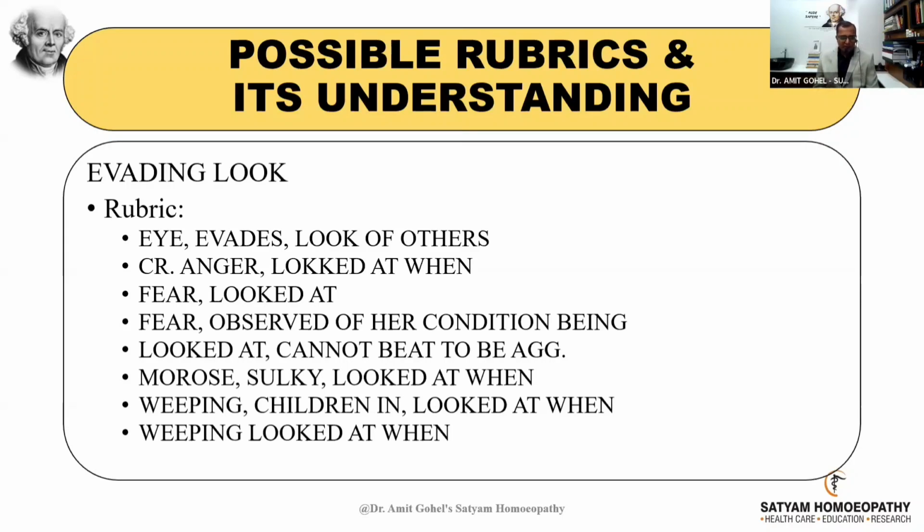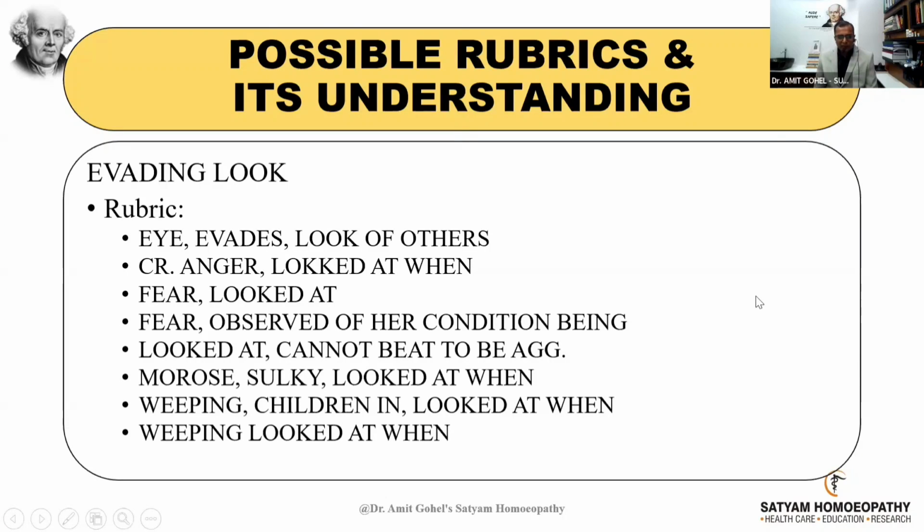So whenever any person is evading the look, we have a lot of rubrics in our repertory: evade look of others, anger looked at when, fear at looked at, fear of observe of her condition being looked at, cannot be looked at, morose sulky looked at when, weeping children looked at when, or weeping looked at when. So what could be the thing we can think of? Okay, so these are the many rubrics in the repertory we had. So what could this be?